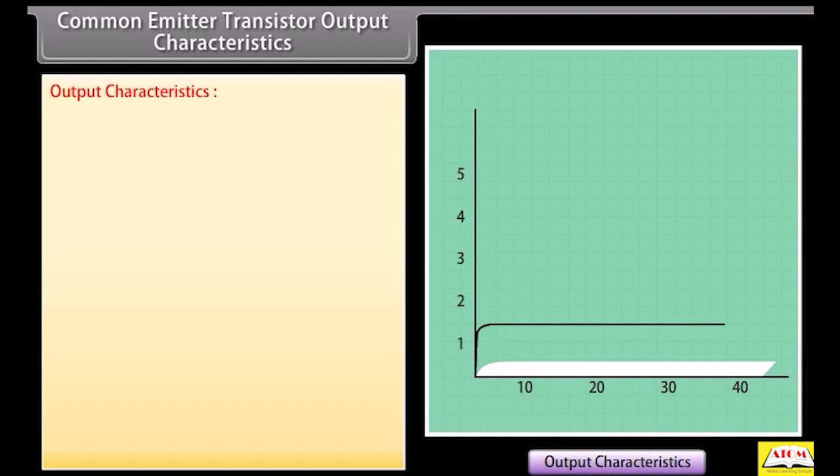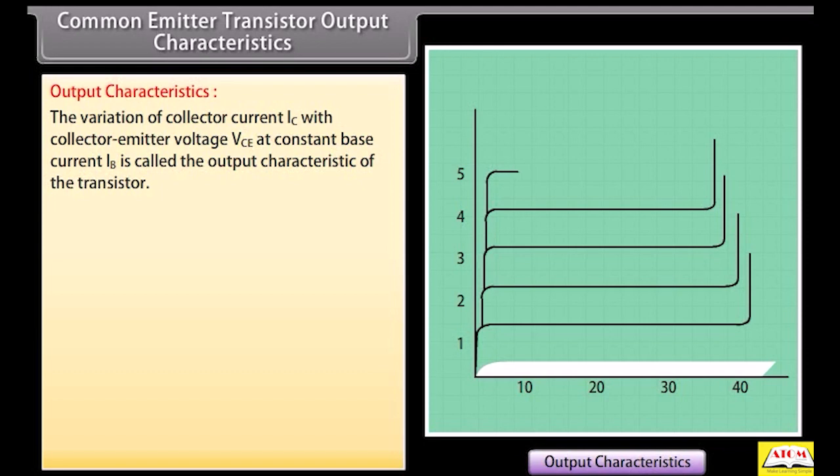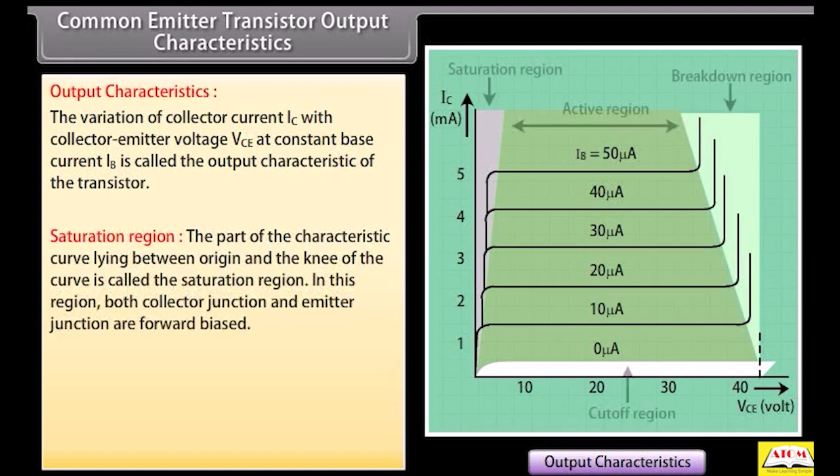Common emitter transistor output characteristics. Output characteristics. The variation of collector current IC with collector emitter voltage VCE at constant base current IB is called the output characteristic of the transistor. Saturation region. The part of the characteristic curve lying between the origin and the knee of the curve is called the saturation region. In this region, both the collector junction and the emitter junction are forward biased.